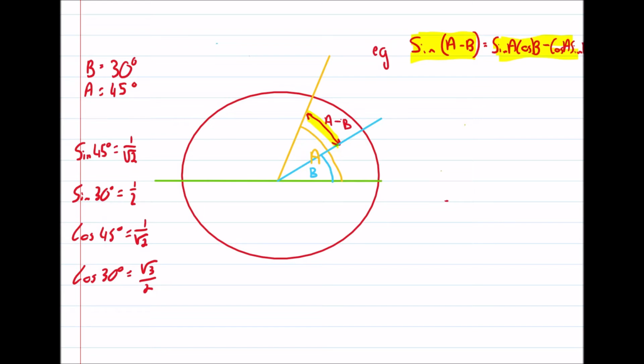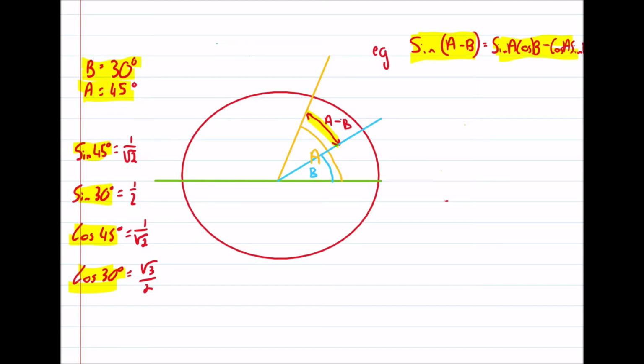Right. I'm just after saying that angle B is 30 degrees and angle A is 45. Okay, it doesn't look like 45, but let's just say it is. Now I've found the sine of 45, the sine of 30, the cos of 45, and the cos of 30 from my logbooks. And with that information, I'm going to find the sine of A minus B. So here we go.